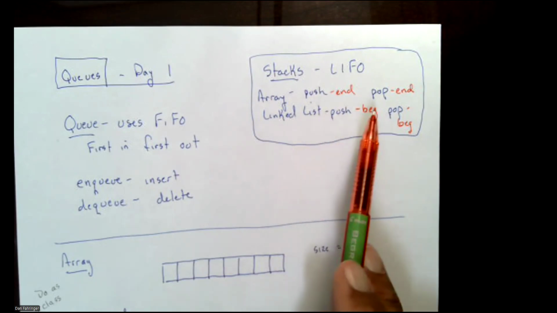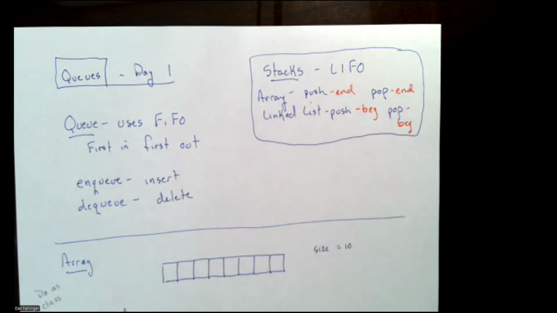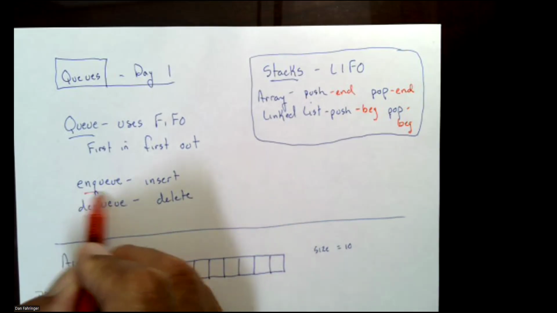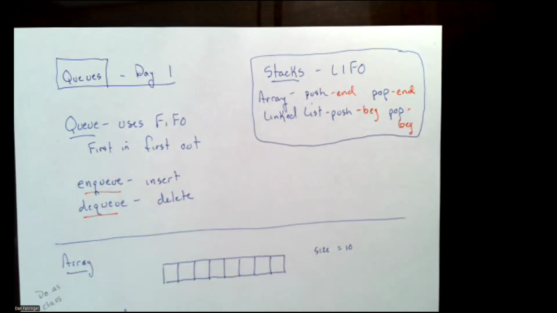Over here, we were pushing and popping. Today, the common terminology is NQ and DQ. Enter the queue, delete from the queue. Isn't that clever?